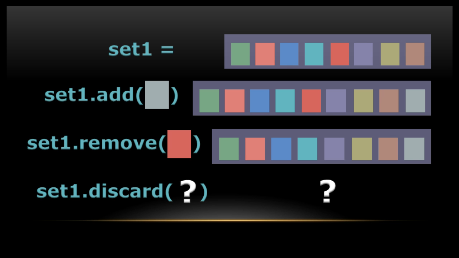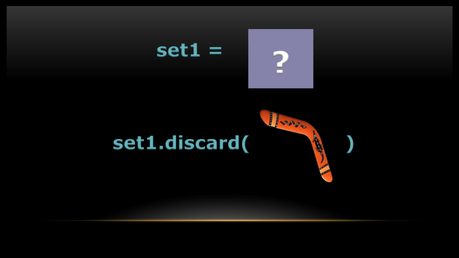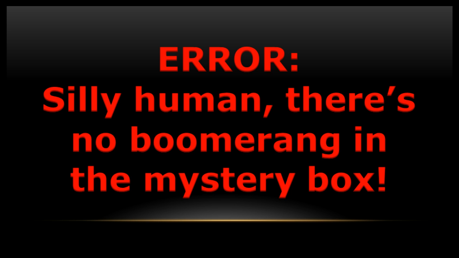I can add and remove items from the mystery box, but that's not too terribly exciting. But I can also discard an item. Now Jules, what's the difference between discarding and removing? Sounds the same to me. Well, the difference, my friend, is huge. Let's say you don't even want to take the time to look in the box. You just want to throw away a boomerang if there's one there. If the item isn't there, it just ignores your instruction. With remove, you have to know that the item is actually there, or else you'll get an error.